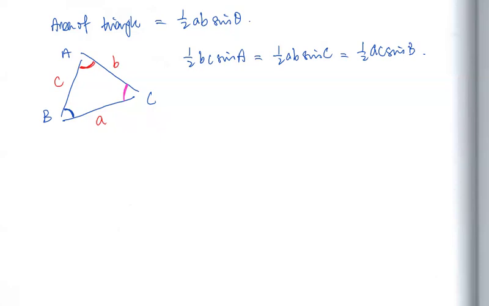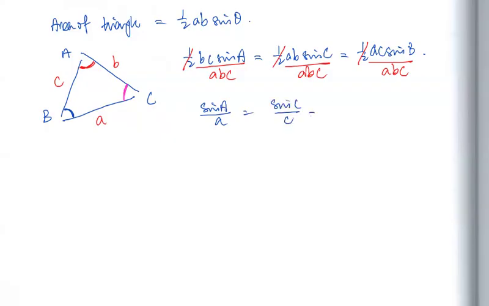Okay, then just a series of manipulation. First, I just multiply 2 throughout. So I just cancel out the half. And then I divide ABC. From the first expression, I'm going to get sine A over A, sine C over C, sine B over B. That's where the formula comes from.